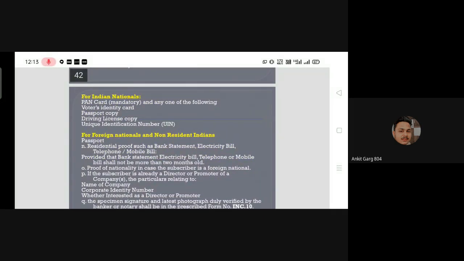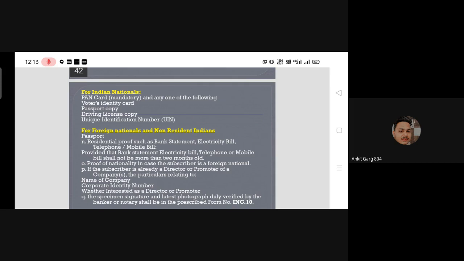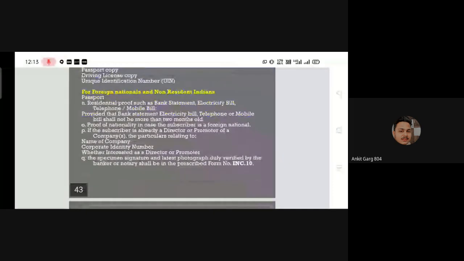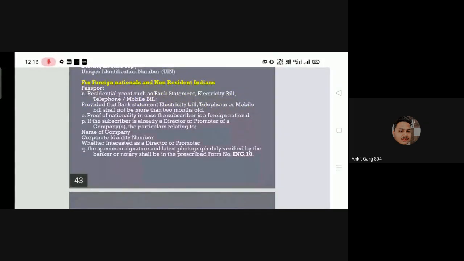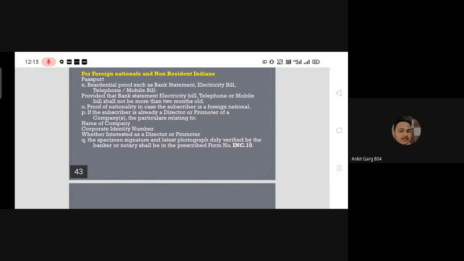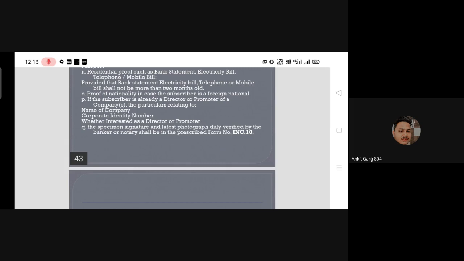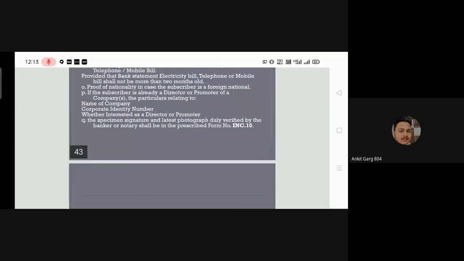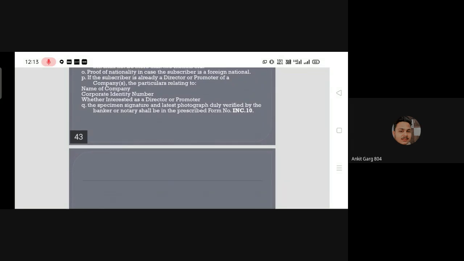Proof of identity. For Indian nationals, PAN card is mandatory. Voter identity card, passport copy, driving license copy, and unique identification number, that is the Aadhaar card. For foreign nationals and non-resident Indians, passport and residential proof such as bank statement, electricity bill, telephone or mobile bill, provided that the bank statement, electricity bill, telephone or mobile bill shall not be more than 2 months old. Proof of nationality in case the subscriber is a foreign national.